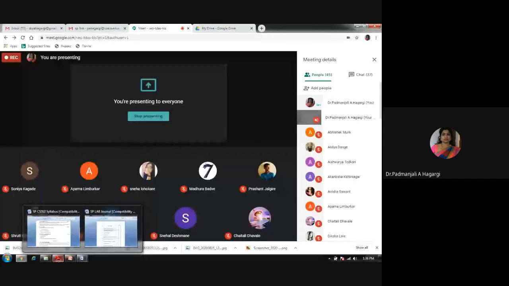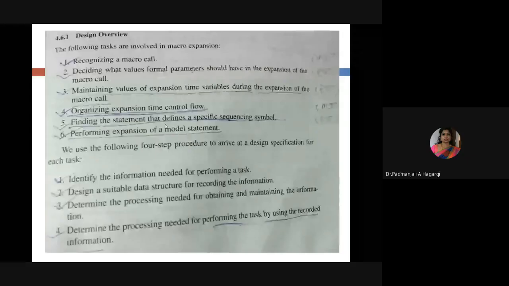So this is an overview of a macro you need to know. Later I will tell you about the nested macro. This I have taken from the textbook itself. I have pasted here. You should know the one and all, the design overview. What are the tasks involved in the macro expansion? And there are 4 steps procedures given for the design specification of each task.